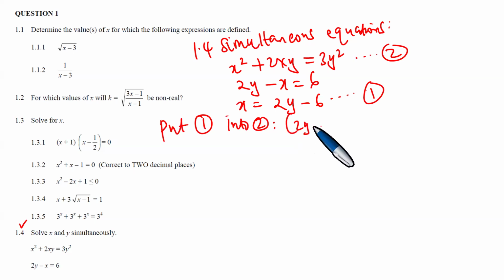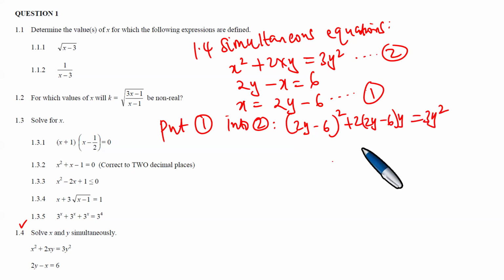So that we have 2y minus 6. You square this. In the place of x, we put 2y minus 6, and you square that. Plus 2, in the place of x, you also put 2y minus 6. You have y equals 3y squared. You square these. So if you square 2y, you get 4y squared.